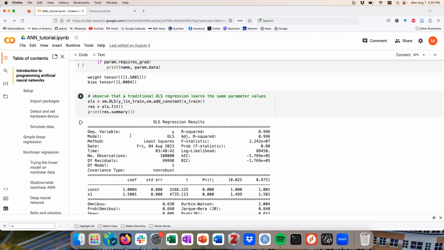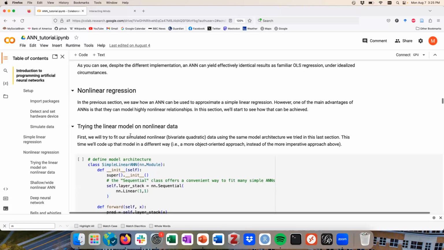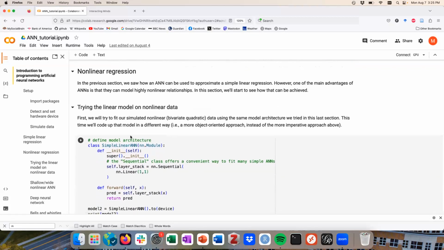Now, this is sort of the simple case where these two things are going to yield the same results, but of course, they're not always going to yield such similar results. And we're now going to start looking at some cases where they start to break down, right? Any questions about the linear case before we move on to the nonlinear case?